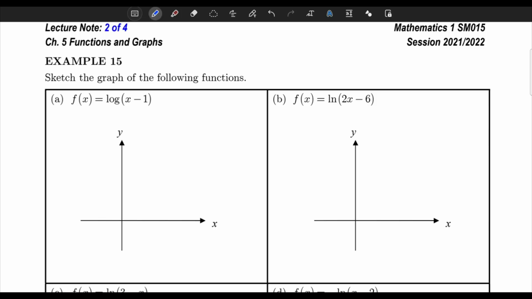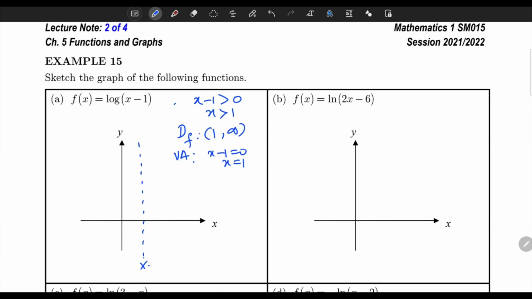Example 15. Sketch the graph of the following function. So you have here f(x) equals log of x minus 1. So again, we will start with x minus 1 greater than 0. So x greater than 1. So I told you already, that is the domain. So (1, infinity). Alright. So for the vertical asymptote, we have x minus 1 equal to 0, x equal to 1. So find your x equal to 1. So this is your x equal to 1.